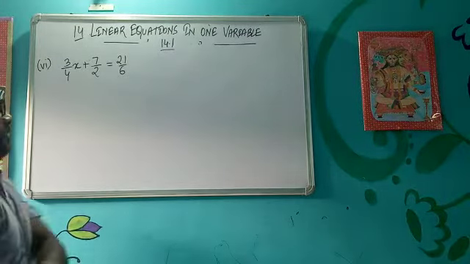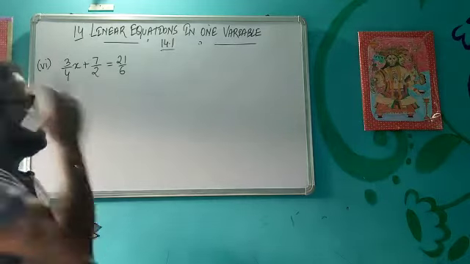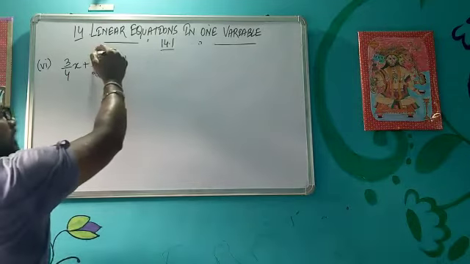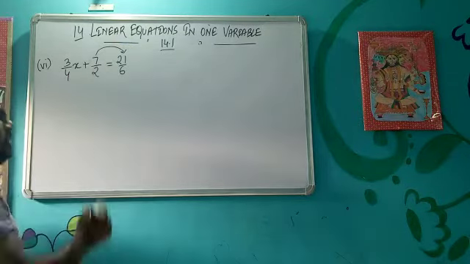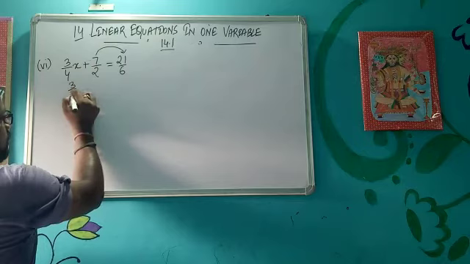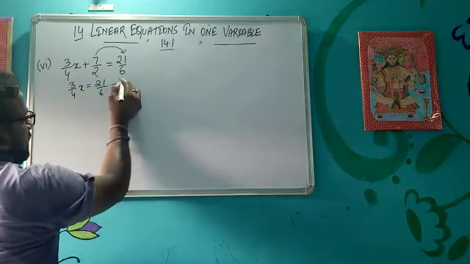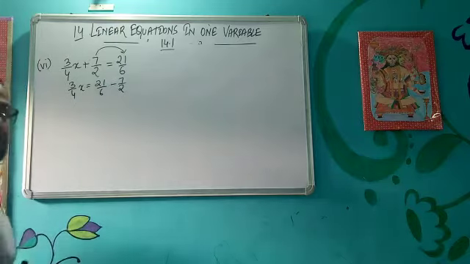Okay, let's see a different question. So in this, x is with 3 upon 4, so I will take this 7 by 2 here. So it becomes 3 upon 4x equal to 21 upon 6 minus 7 upon 2.